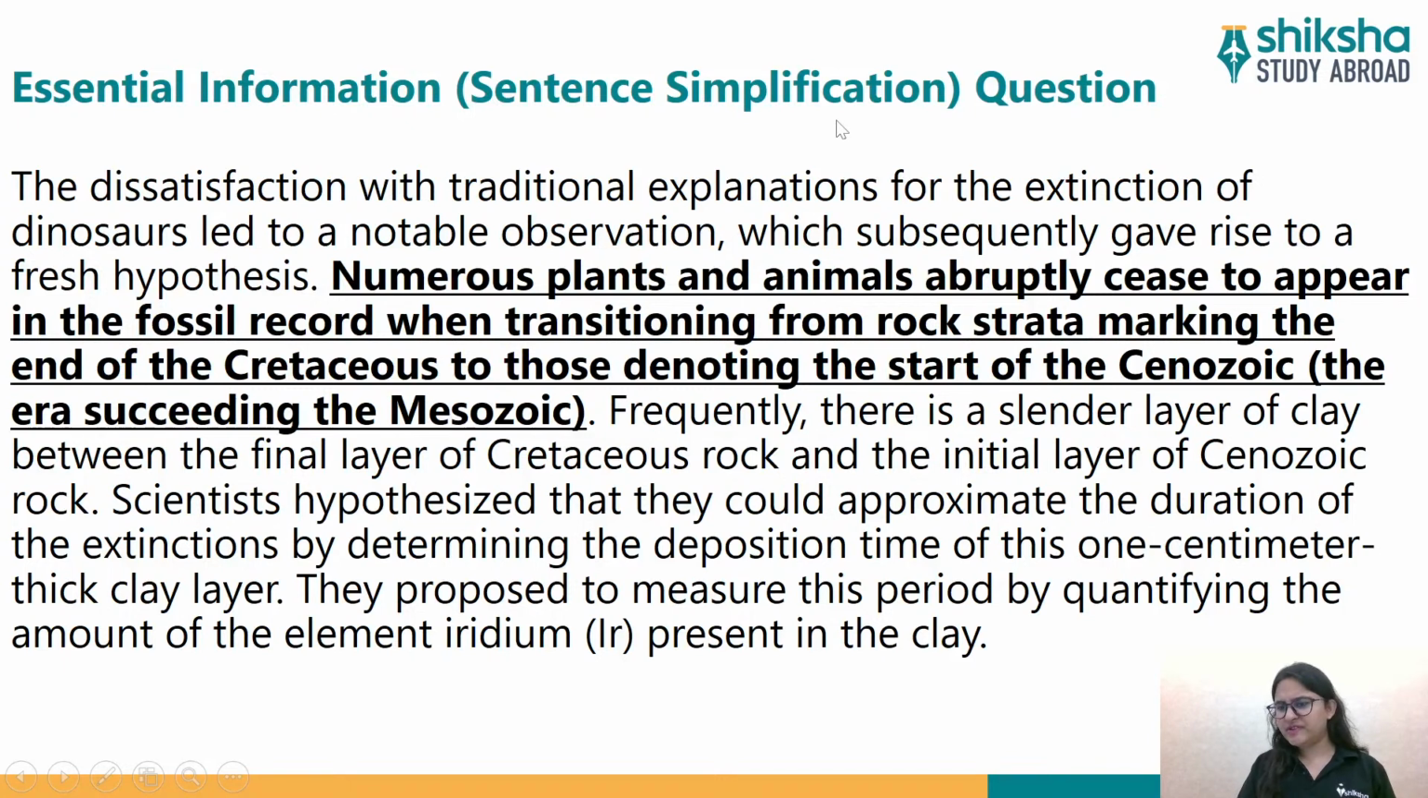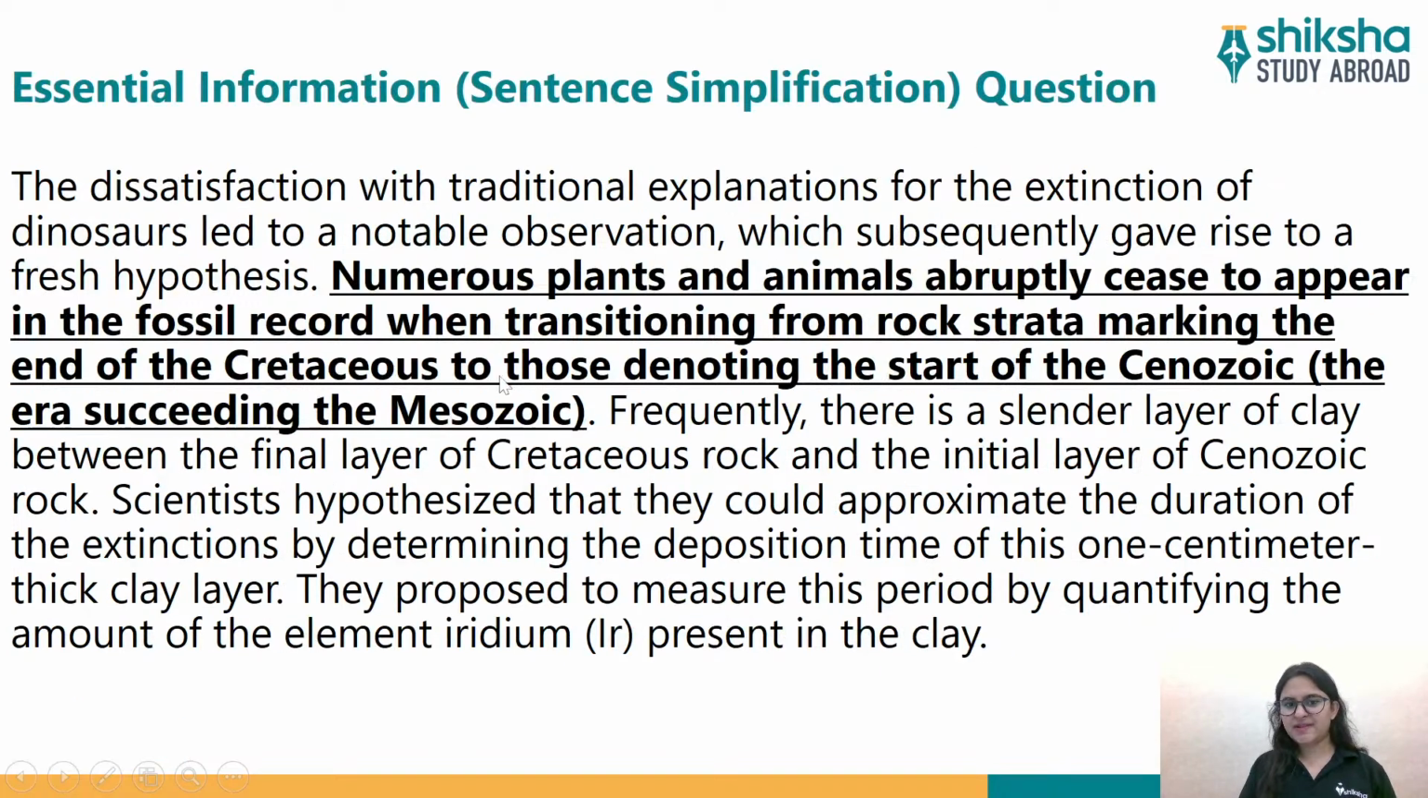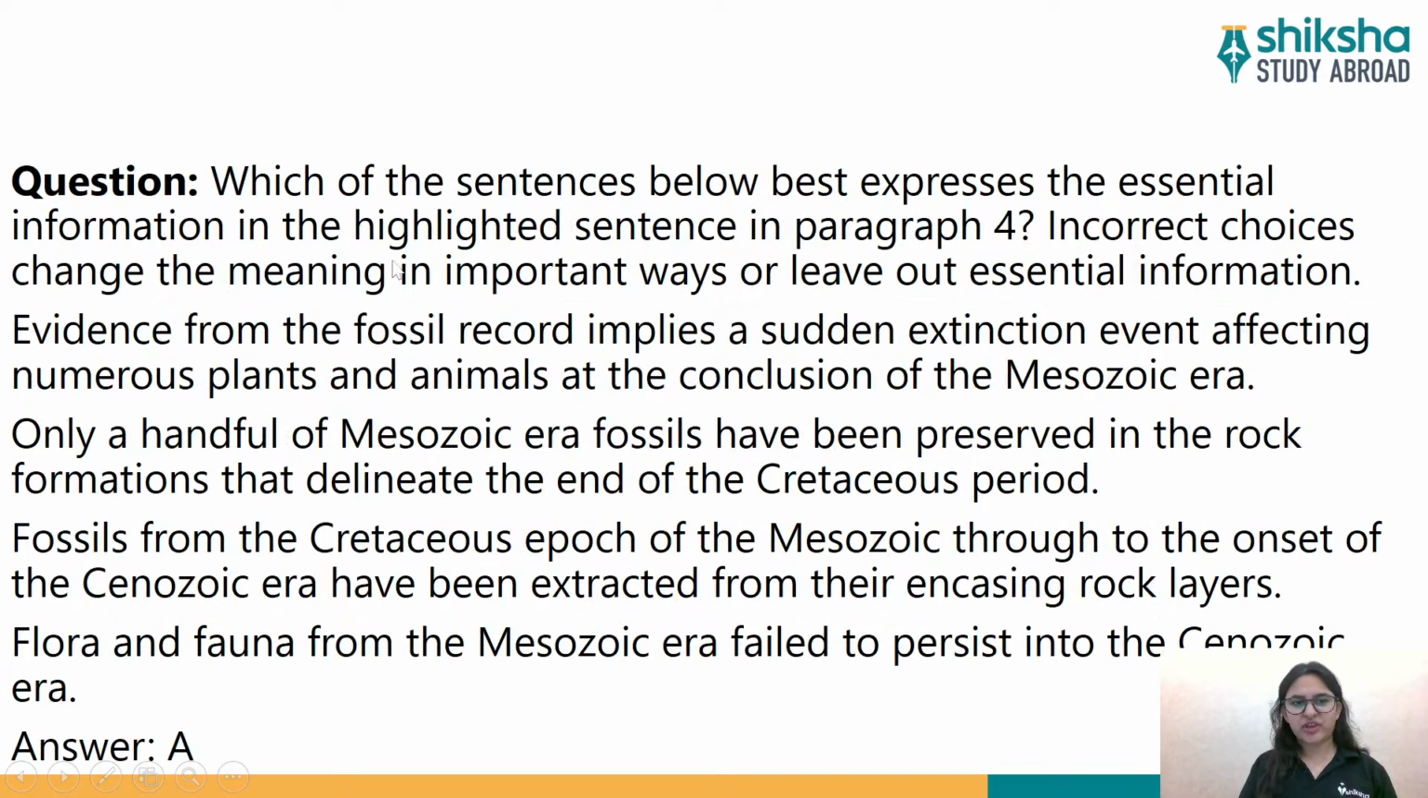So if you remember, we just did this kind of question last day, or maybe just day before yesterday. A point, or a long sentence, has been marked in bold and underlined. You have to focus on this sentence, and the question will be like: which of the sentences below best expresses the essential information in the highlighted sentence in paragraph 4? The question is based on this highlighted sentence. Incorrect choices change the meaning in important ways or leave out essential information.